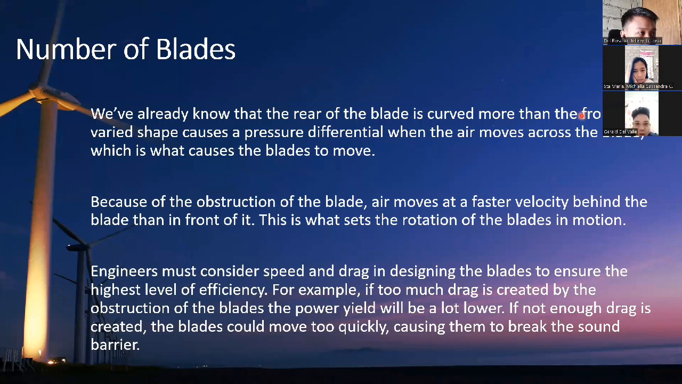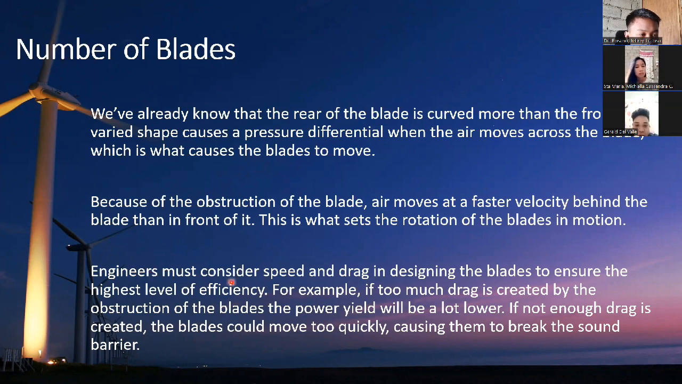So we have already known that the rear of the blade is curved more than the front. This varied shape causes a pressure differential when the air moves across the blade, which is what causes the blade to move. Because of the obstruction of the blade, air moves at a faster velocity behind the blade than in front of it. It is what sets the rotation of the blade in motion.